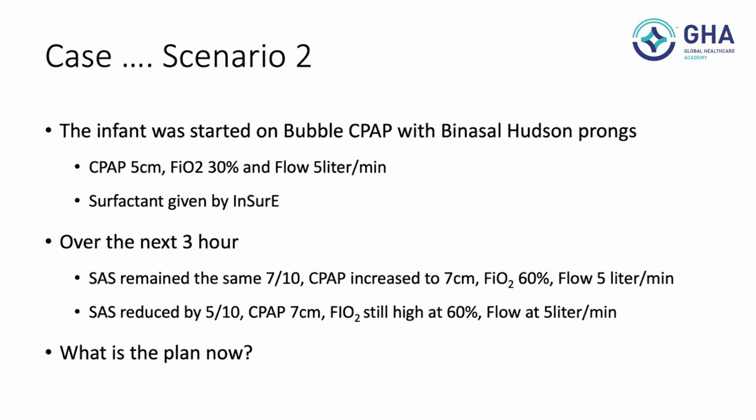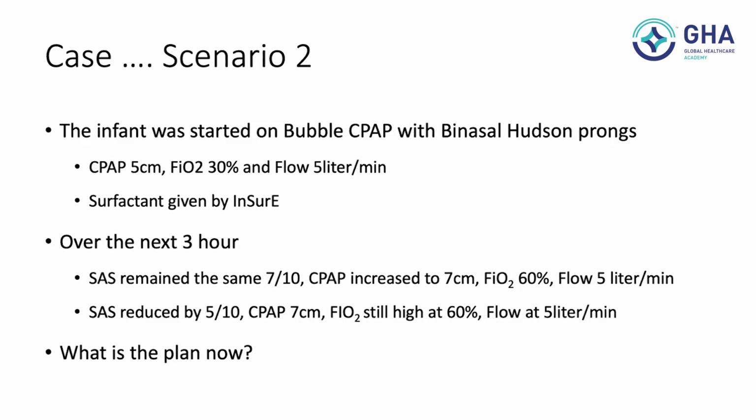But if there are no bubbles, or intermittent bubbles in the bubble chamber, then you may have to increase the flow, or look at the circuit leaks or the leaks in the interface. So before doing anything else, first see whether your CPAP is being delivered well to the baby or not. So what are the things you need to look at? Pressure, look for the bubbles, hear for the bubbles.